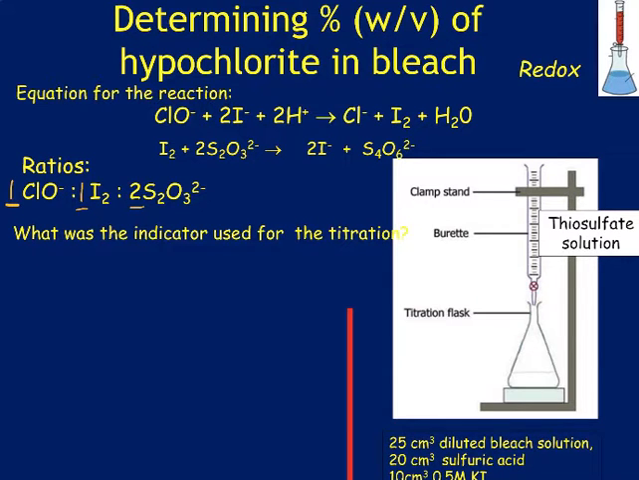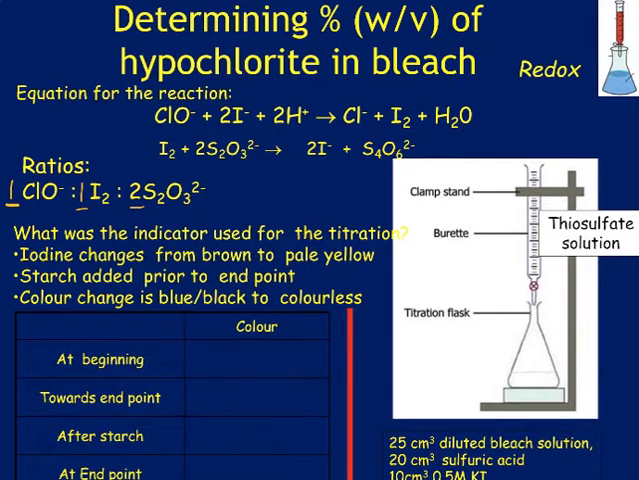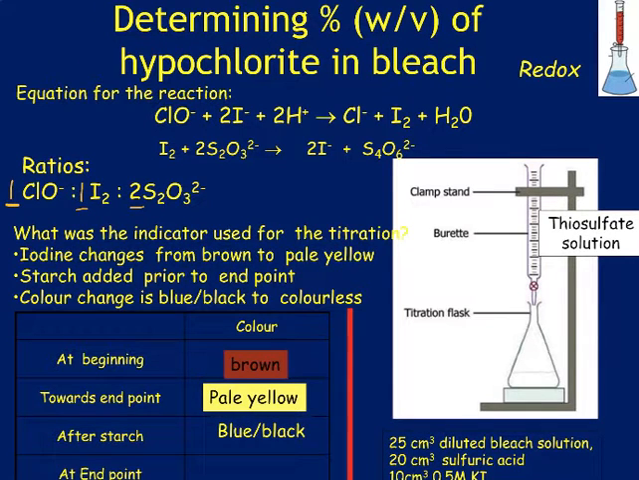The indicator that we use, again, for the iodine thiosulfate is the exact same one. Iodine is self-indicating at the beginning, and the color changes are really important. So at the beginning we start off with the brown-red color. Toward the end point we're looking for a pale straw yellow. Once you add your starch, it's going to go blue-black in color, and at your end point it's going to go colorless.